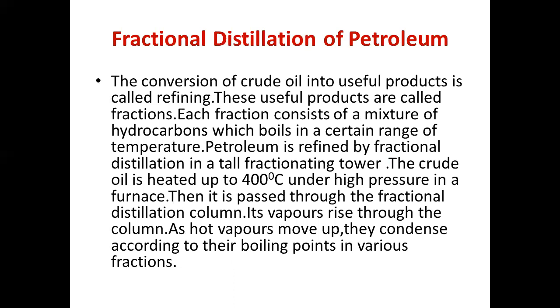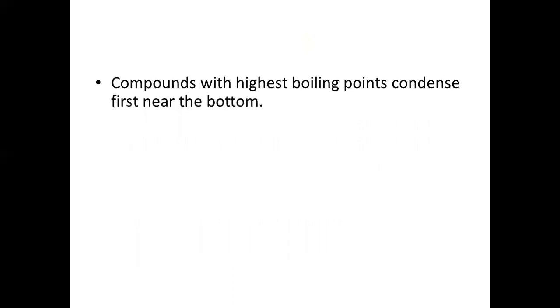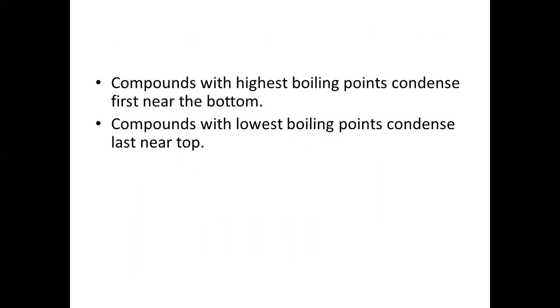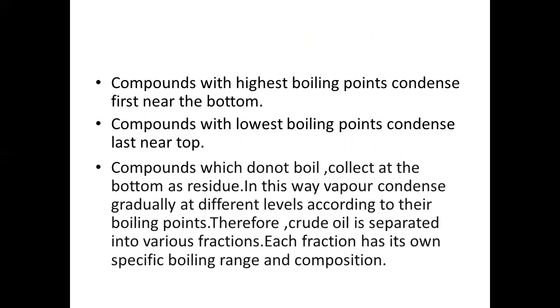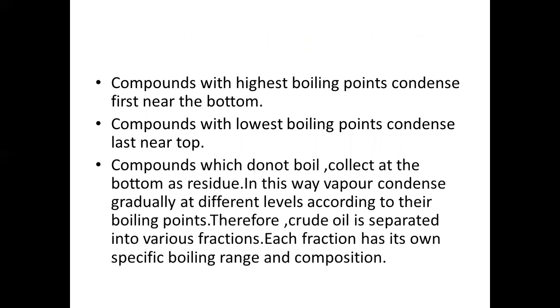So those liquids which have a low boiling point will evaporate out, turning into vapors in the bottom column, and then compounds which have the lowest boiling point condense last, near the top. Compounds which do not boil will collect as a residue at the bottom. In this way, vapor condenses gradually at different levels according to their boiling point. Therefore, crude oil is separated into various fractions. Each fraction has its own specific boiling range and compounds.